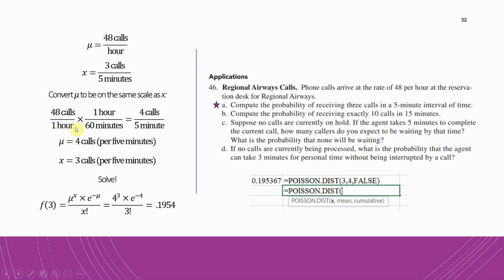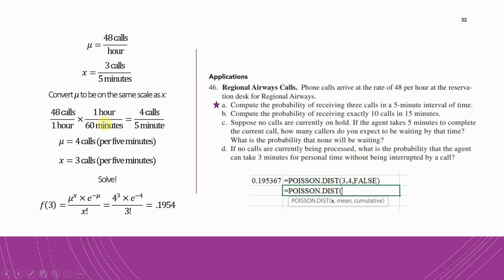So we basically want to convert hours to minutes. What we can do is multiply this value, 48 calls per 1 hour, by this. Anytime you multiply something by itself, you're not changing anything really. 1 hour is equal to 60 minutes. So this is just multiplying by 1, right? 1 hour divided by 60 minutes is 1, because there are 60 minutes in 1 hour. We're not really changing this number, we're just putting it on a different scale.